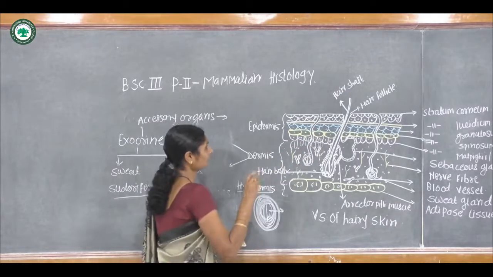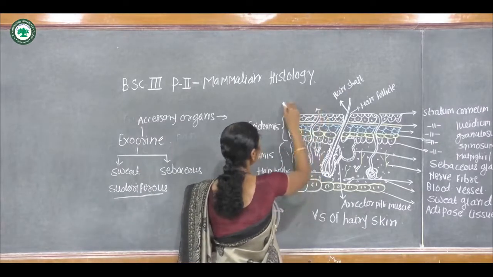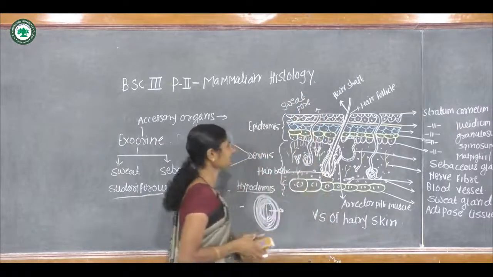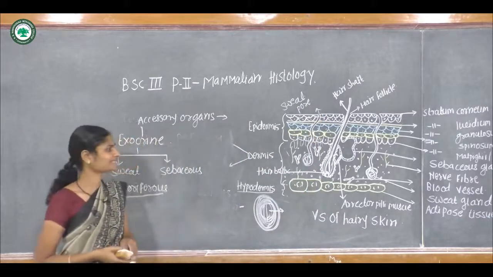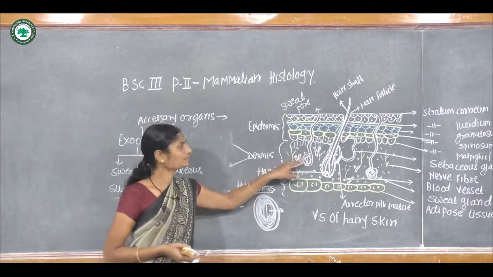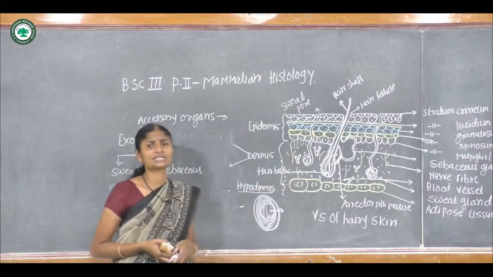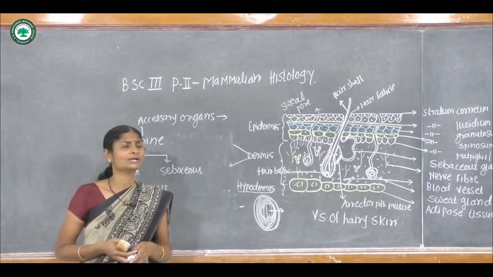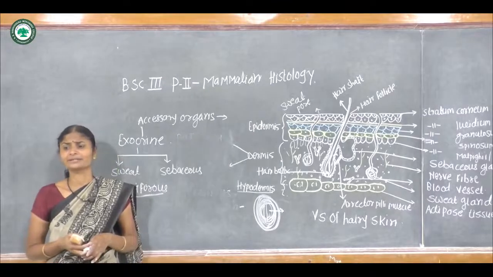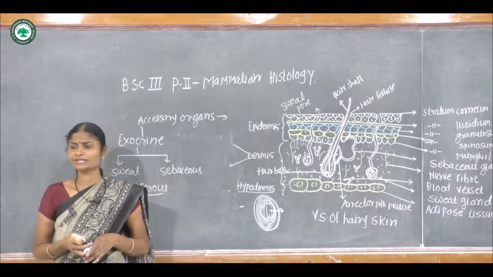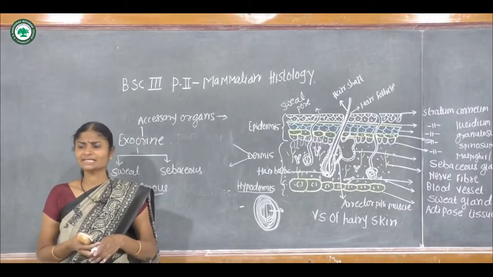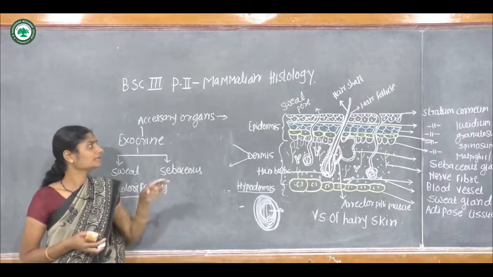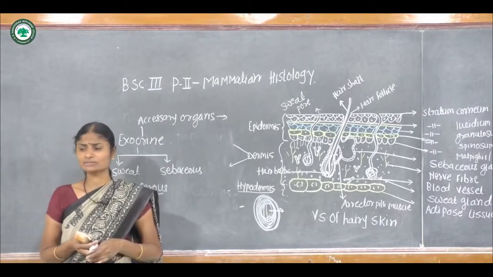This opens towards the surface as a sweat pore, and these sweat glands are coiled in structure. In the coiled structure, secretory units are present, and these are located in the dermis and occasionally in the hypodermis. This spirally coiled structure opens towards the surface as sweat pores.